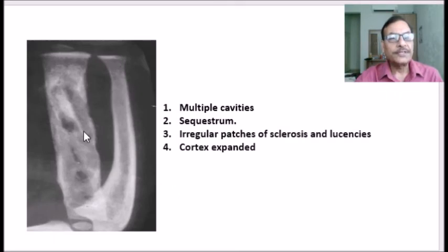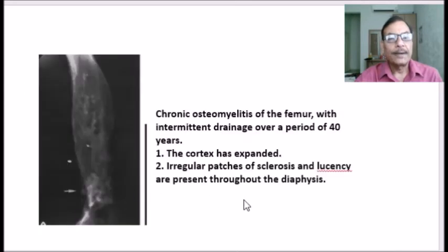So in this X-ray, as we have already seen in the first one, there are multiple cavities, there is a sequestrum, and irregular patches of sclerosis and lucency. You can see the lucency and then sclerosis, and the cortex is expanded. Here is a case of chronic osteomyelitis of the femur with intermittent drainage over a period of 40 years. See the long duration for which chronic osteomyelitis can persist.